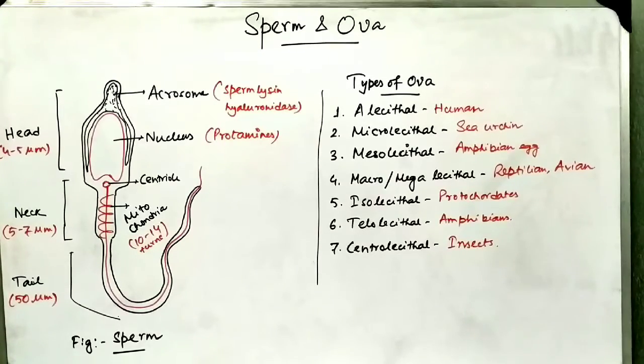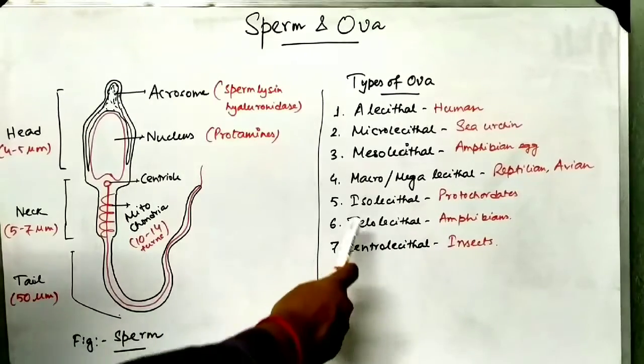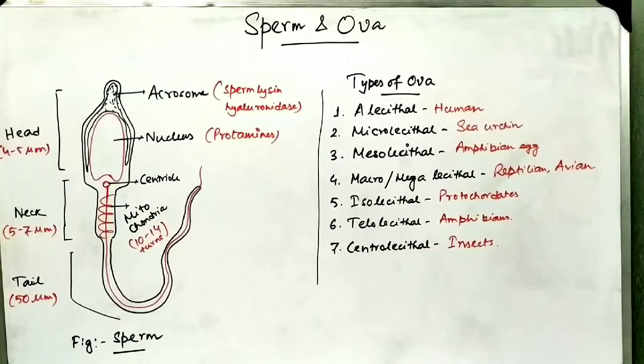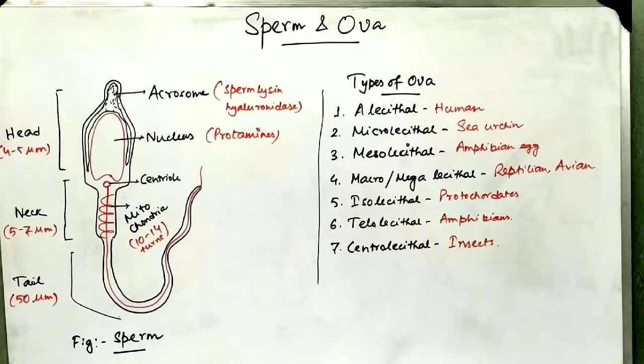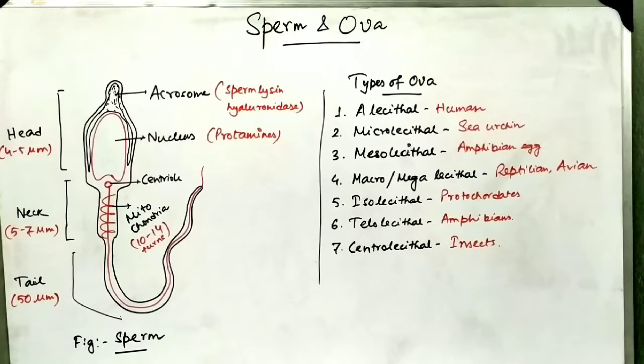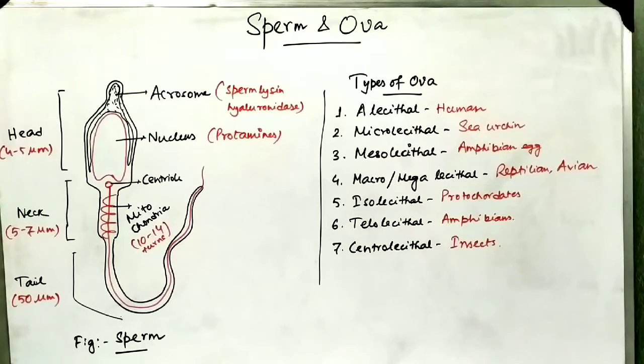Next, isolecithal yolk. Isolecithal means the yolk is distributed equally throughout the whole egg, and this can be found in protochordates, that is, cephalochordata or urochordates. You can find this type of egg there. Next, telolecithal. I have talked about it earlier.